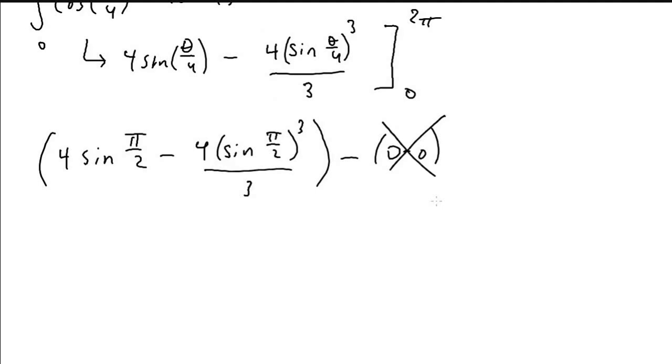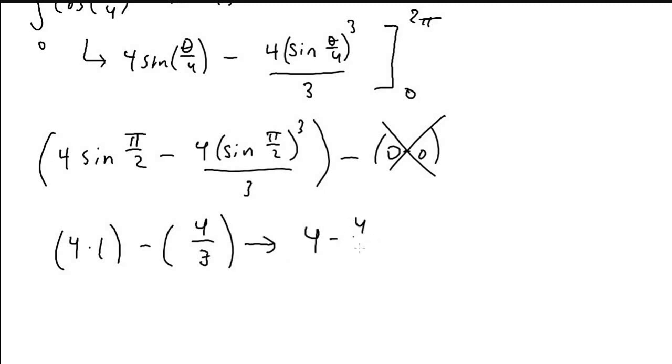which just cancels. And so sine of pi over 2 is 1, so 4 times 1 is 4. And then we have minus sine of pi over 2, which is 1, cubed, which is 1, times 4, which is 4 over 3. So then we'll get 4 times 1, which is 4, minus 4 over 3. 4 can be rewritten as 12 over 3. And 12 over 3 minus 4 over 3 gives us the final answer of 8 over 3.